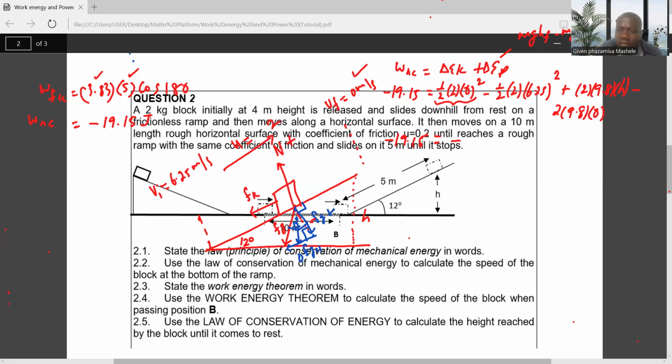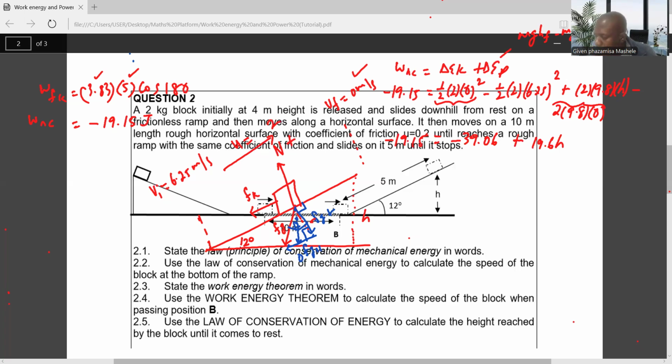This will give us minus 39.06 plus 2 multiplied by 9.8. This will give us 19.6 h. This guy will be 0 here. So we'll transpose these values. This side is going to be negative 19.15 plus 39.06.